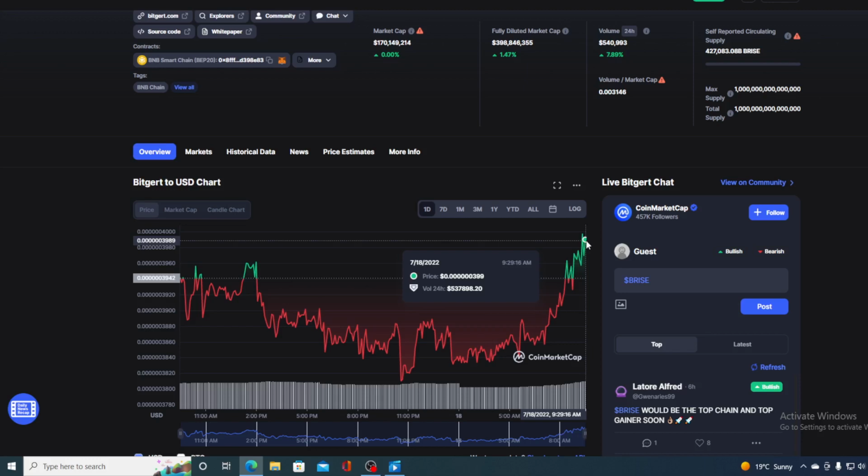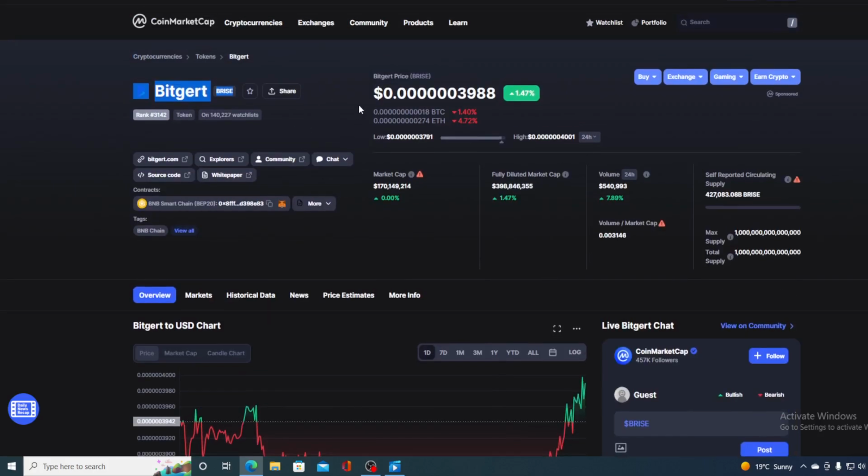Now, before we go over the news, let me first share a couple of price details regarding Bitgert right now. If we take a look at the price, we can see that the current value is 0.603988, which is actually a rise of 1.46% in the last couple of hours alone. Then the trading volume is also in the green. It's up by 7.98%, as you can see on the screen.